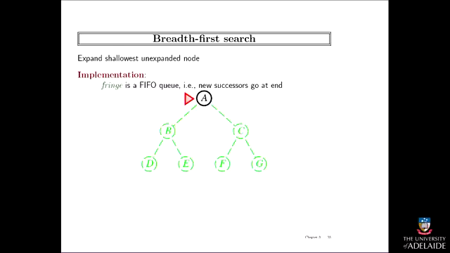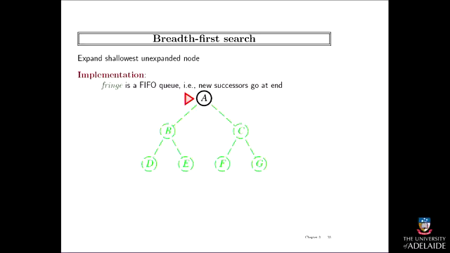So the idea in breadth first search is that you expand the shallowest unexpanded node. In implementation, the fringe is the set of unexplored nodes that are effectively currently open. Then in breadth first search, the fringe is a FIFO queue, FIFO meaning first in, first out. So as you add new successors, they go at the end of the queue, so that the oldest ones, the ones that have been in the queue for the longest, are the ones that get processed next.